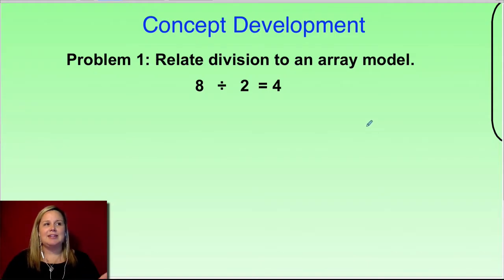So here's my 8 divided by 2 equals 4. Let's start with the total. You have to have 8 of something, and then you have to split that into 2. Okay, so let's check out how I decided.